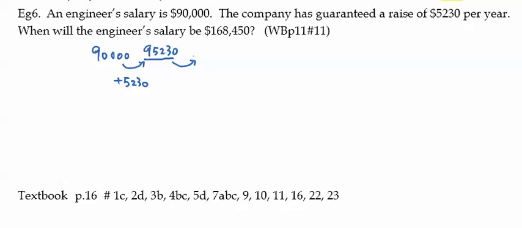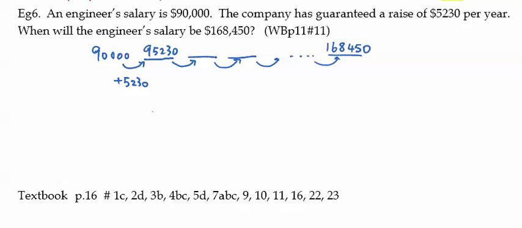Then your third year, then your fourth year. And how long would it take for you to get to this much money? 15 years? Do you just add 5,230 every time? What would you do?